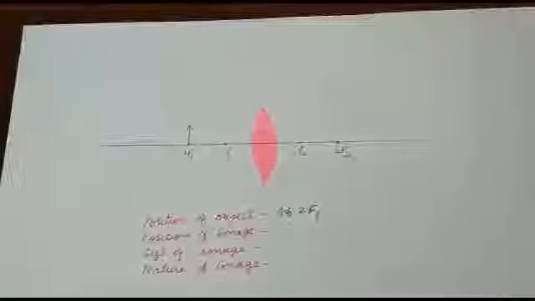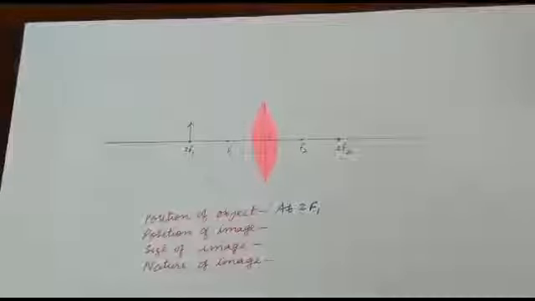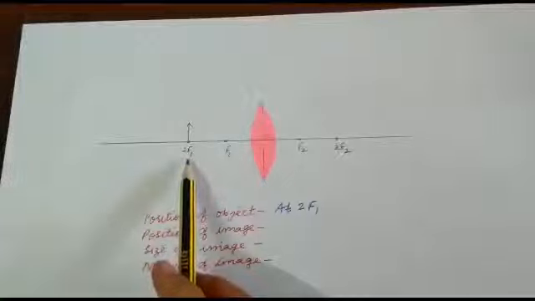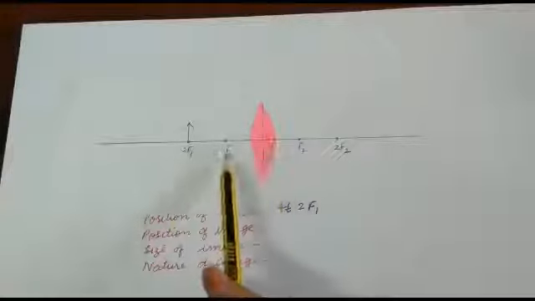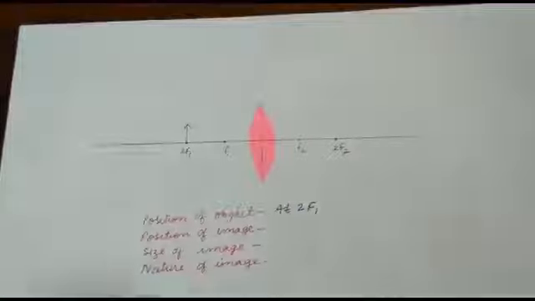The next position of the object is at 2f1. By saying that the object is placed at 2f1, we mean that the object is at a distance equal to twice the focal length. So here the object is placed at 2f1.